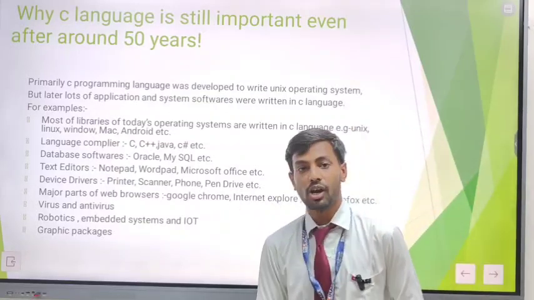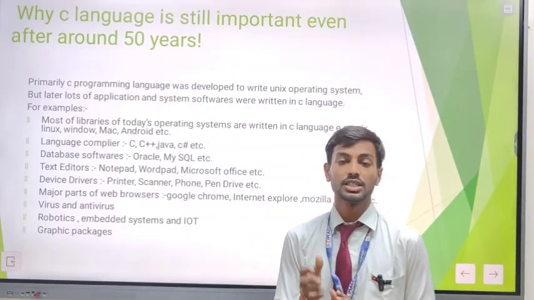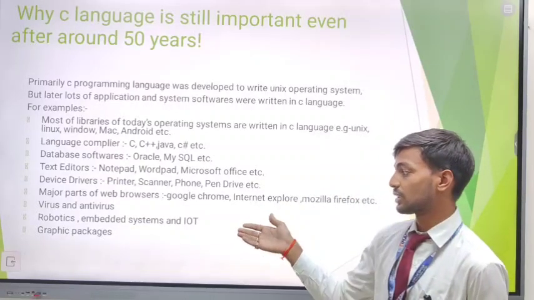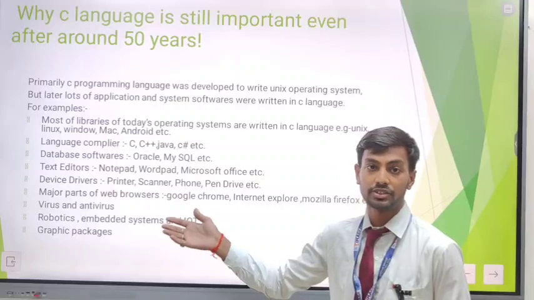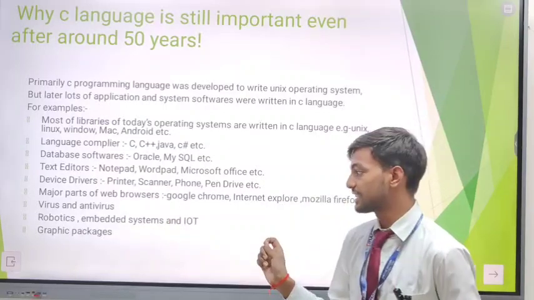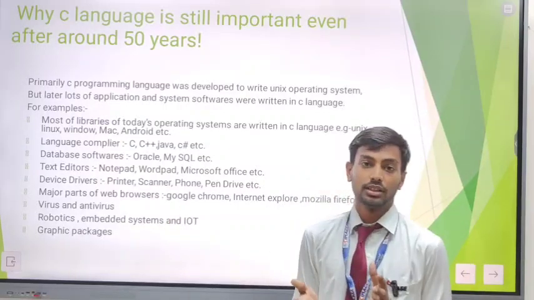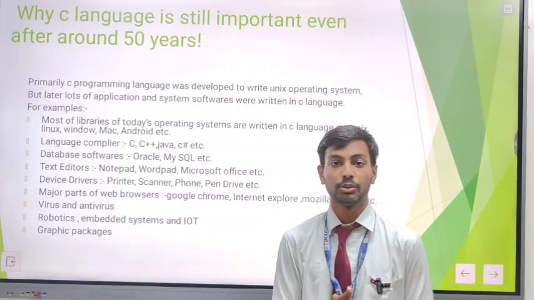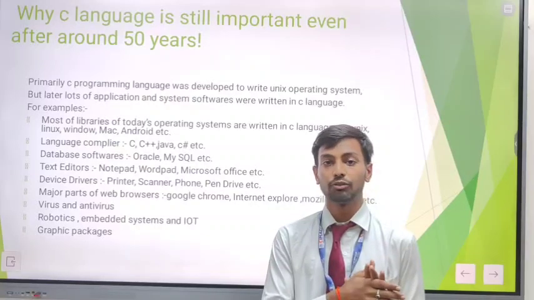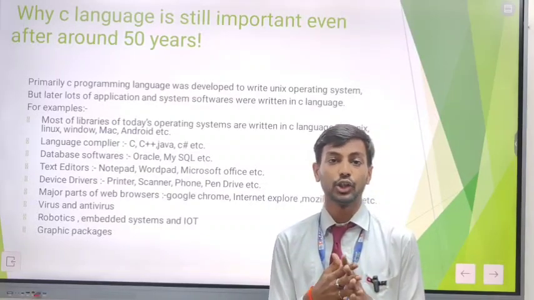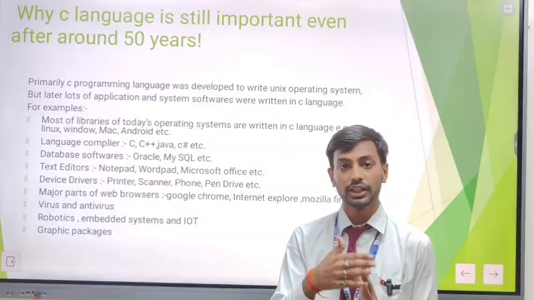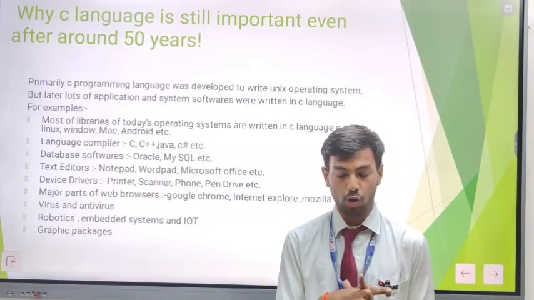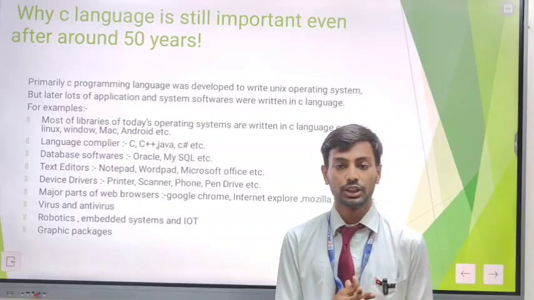Next is virus and antivirus. The antivirus required for a computer is also coded in the C language. Next is robotic embedded systems, which are really needed by electronic engineers, and they are also coded in the C language. As you can see, the C language is important even after 50 years, because its capabilities match today's demands, so that we can develop the best operating systems and OS for our use.